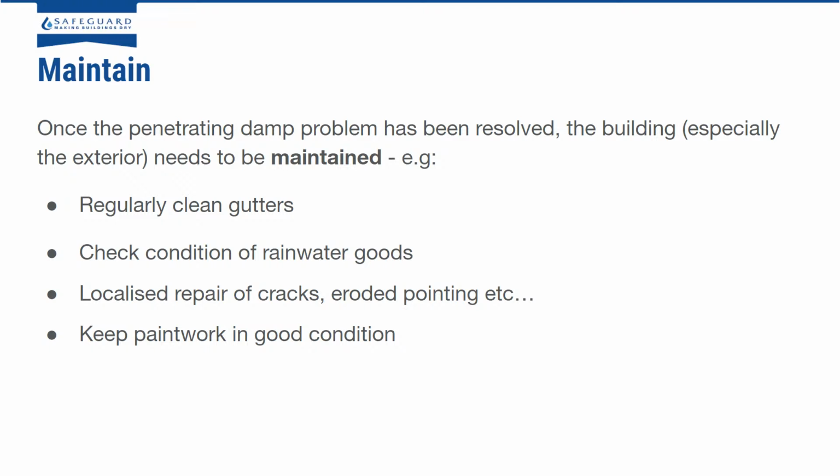And then the other thing to be done is just maintaining the property. So once the penetrating damp problem has been resolved, the building needs to be maintained. So regular cleaning of the gutters, checking the condition of the rainwater goods, and then fixing and patching up any cracks in the mortar or brickwork, and checking the condition of paintwork.